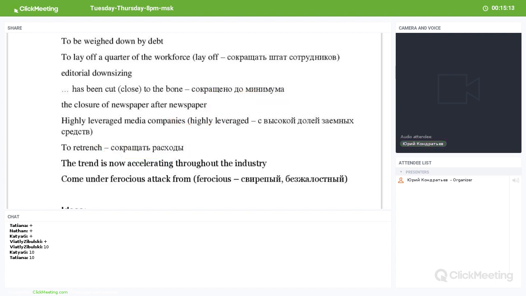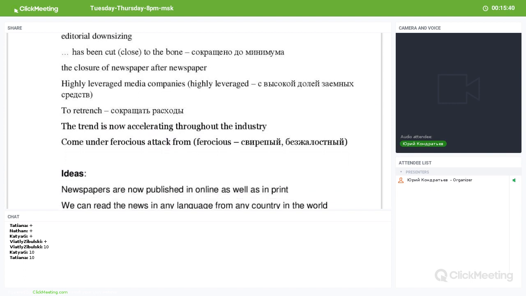And such a trend is now accelerating throughout the industry. It means that all newspapers experience problems nowadays because of the internet, because the internet has so many advantages that traditional newspapers do not have. Okay, then traditional newspapers come under ferocious attack from online media, for example.